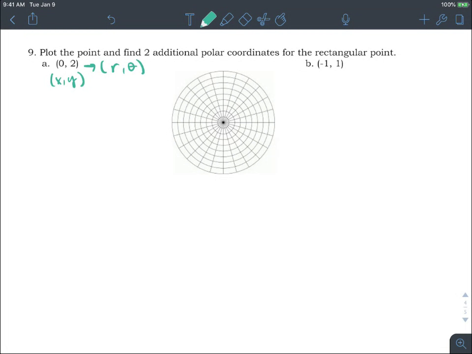Okay, so I'm at the point 0, comma 2. And I can see by looking at this that the angle at the top here is pi over 2, and that the radius, since it's going just straight vertically, is just 2 still. So the polar point would be 2, comma pi over 2.